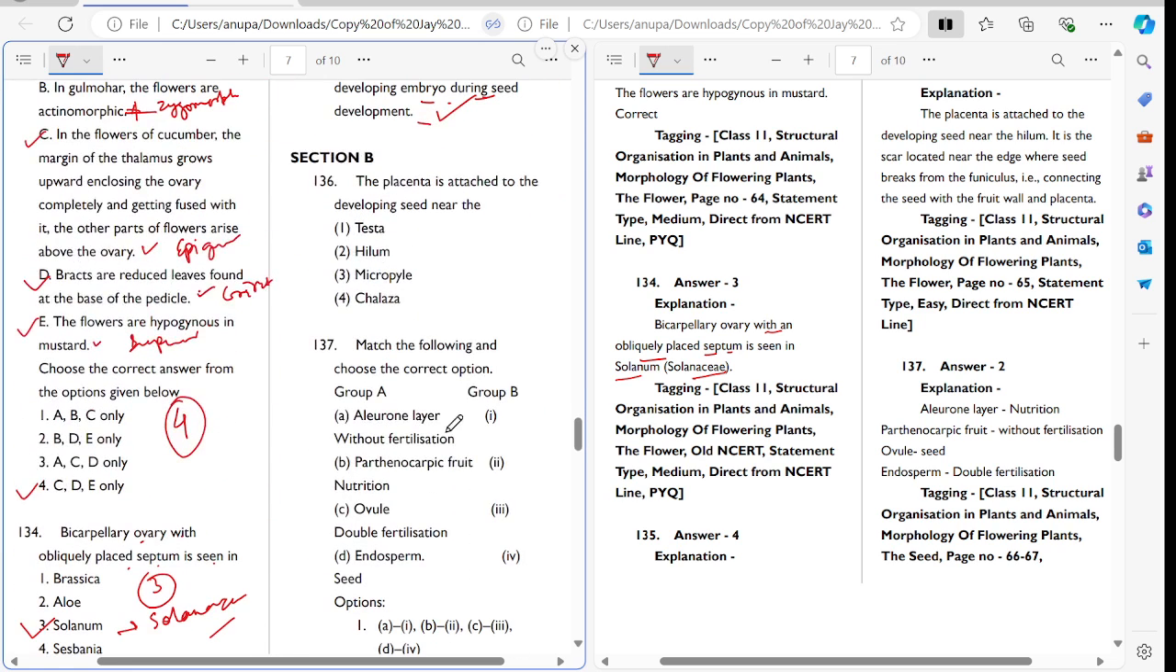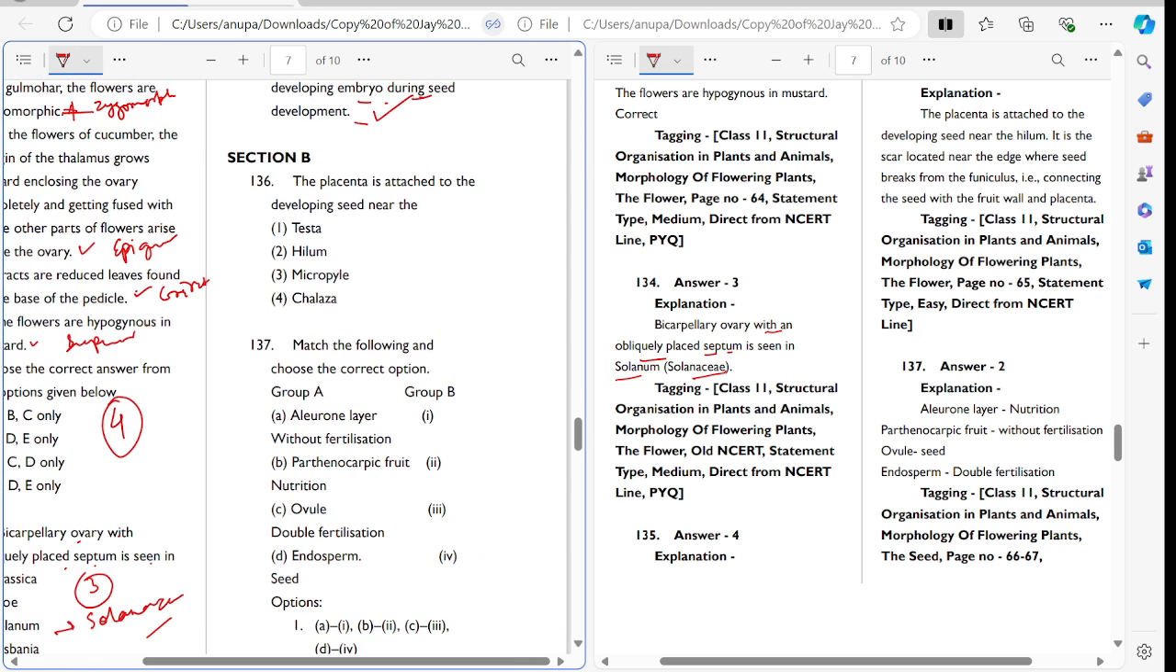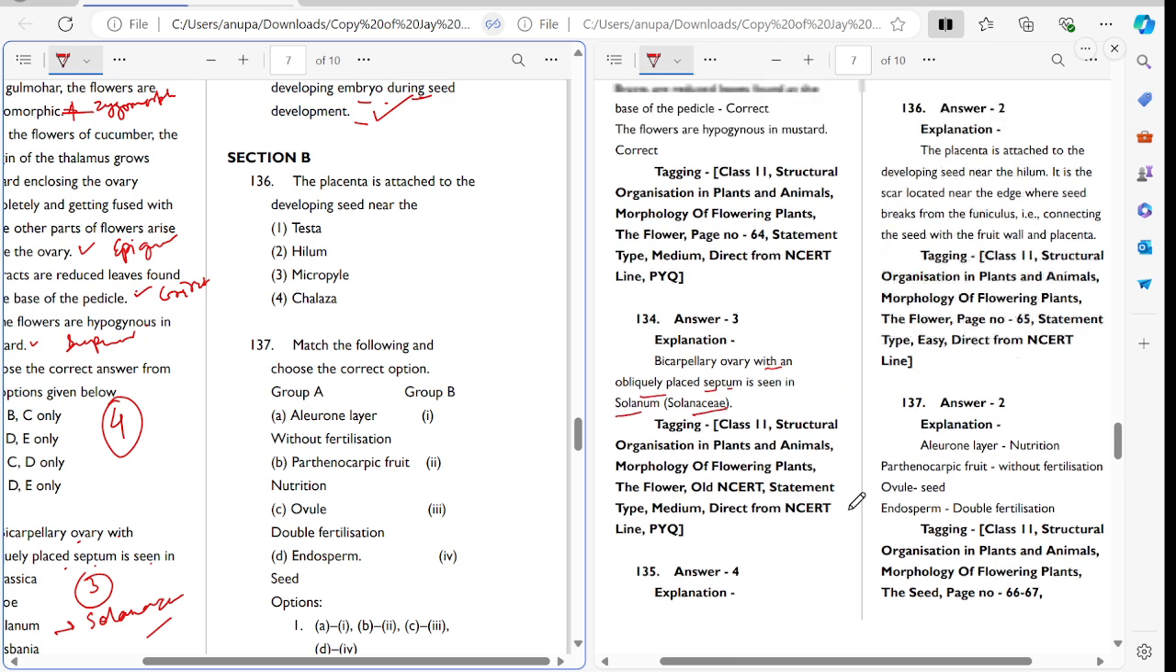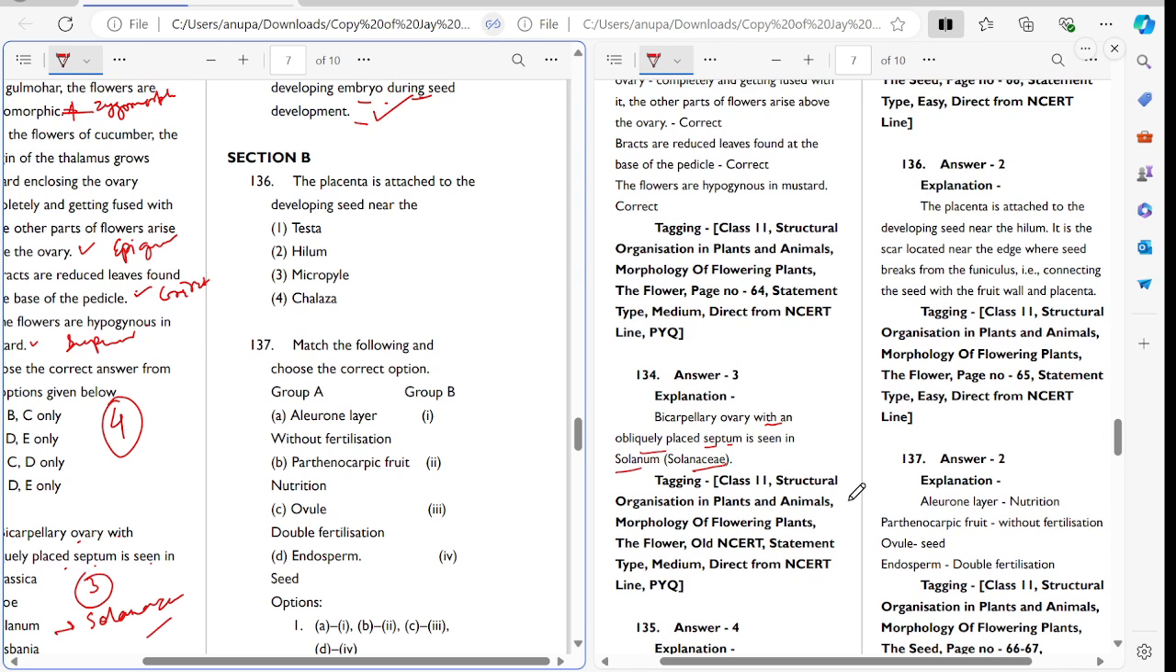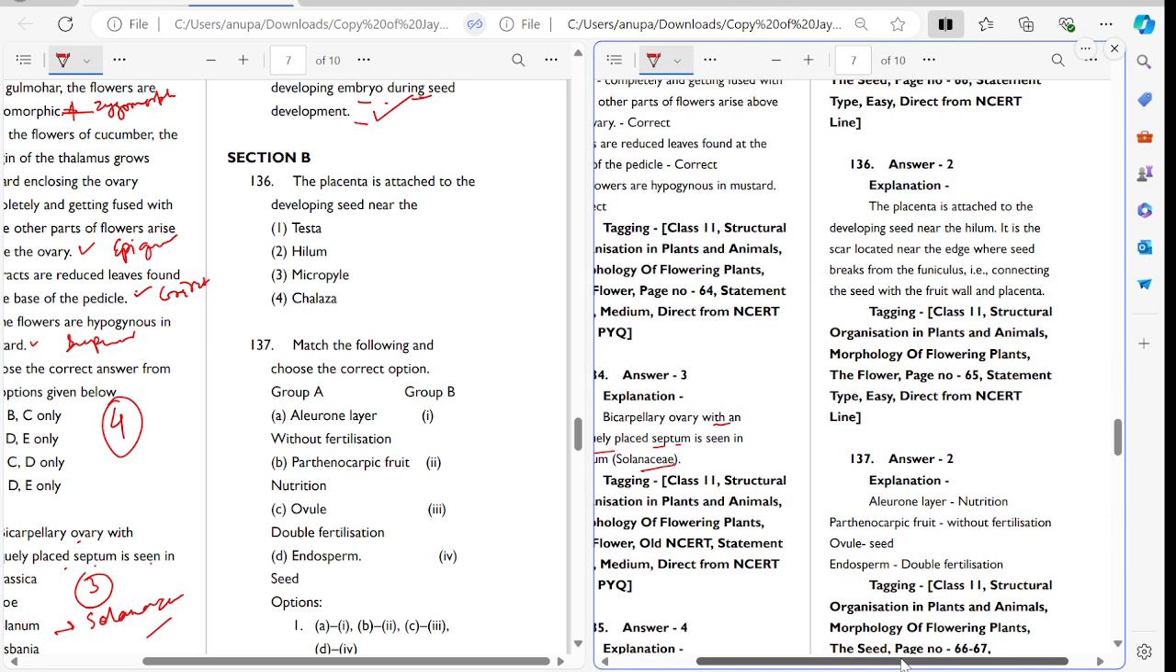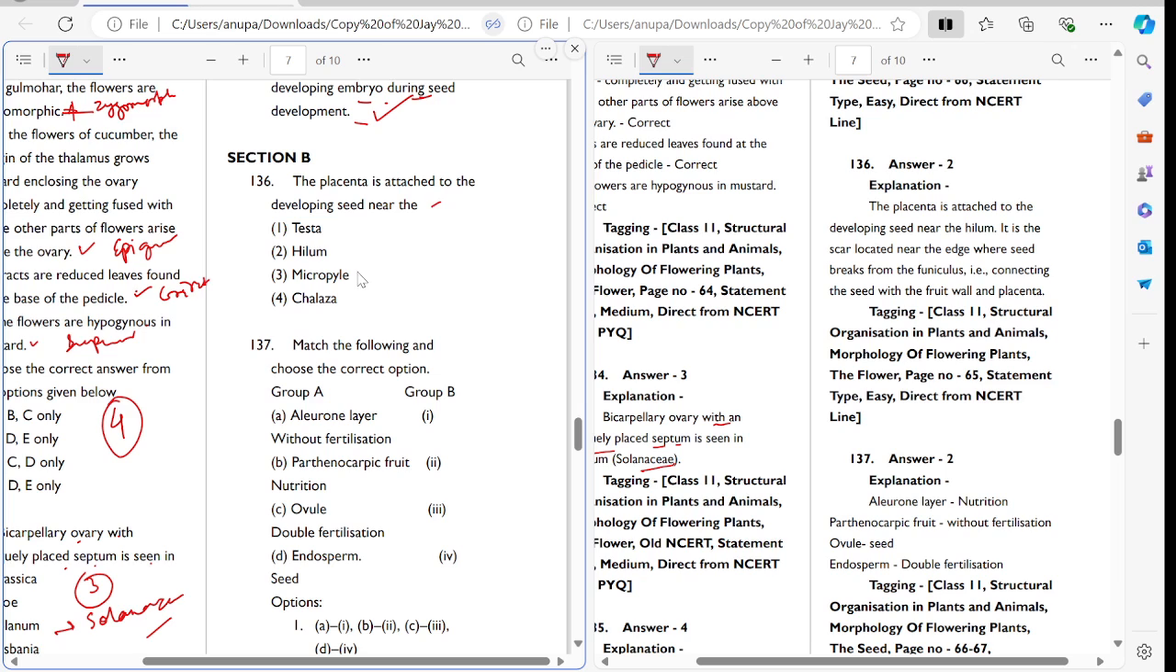Now let's move to the next question, that is section B. The question number 136 states that the placenta is attached to the developing seed near the blank, and the options are testa, hilum, micropyle or chalaza. So the answer will be option number 2. The placenta is attached to the developing seed near hilum.